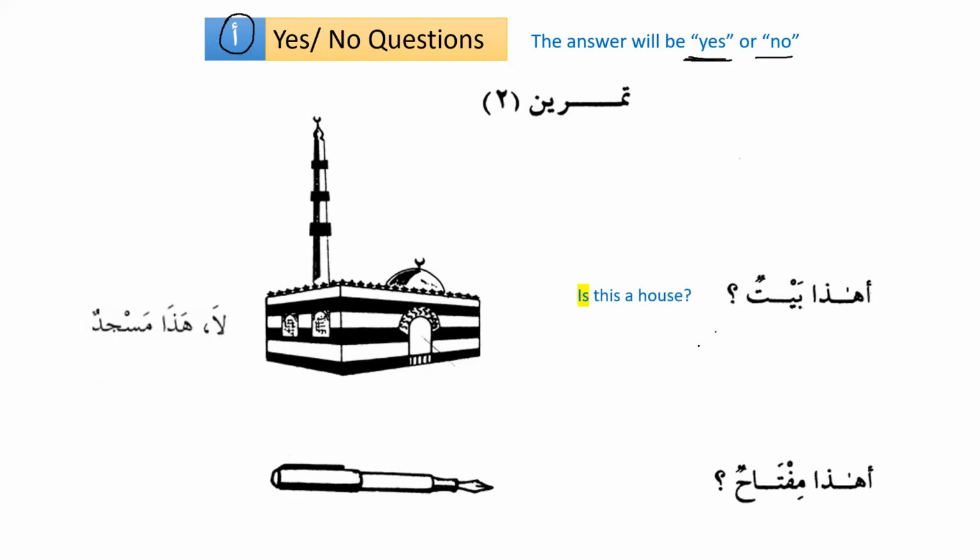La, hada masjidun. No, this is a masjid. Ahada miftahun that you see in the picture. Is this a key? La, hada qalamun. This is a pen. Excellent. Ahada qamisun. Is this a shirt? Naam, hada qamisun. Yes, this is a shirt. Ahada najmun. Is this a star? Naam, hada najmun. Excellent.